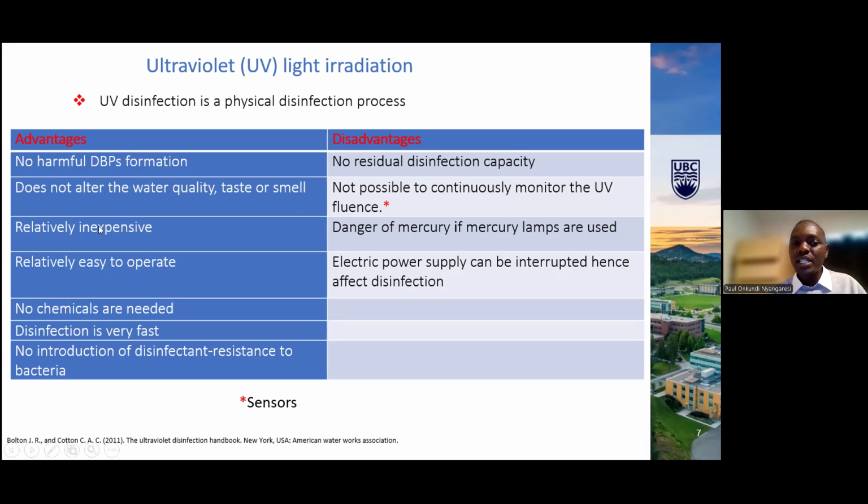It's not really that expensive, but as I proceed with the presentation we are going to look at whether UV is really expensive or not. And it is easy to operate. The moment you have a UV system, you just install, you're done. The only thing you can do is maybe to check later. There are no chemicals needed. You don't need to add any chemical. That's how UV works.